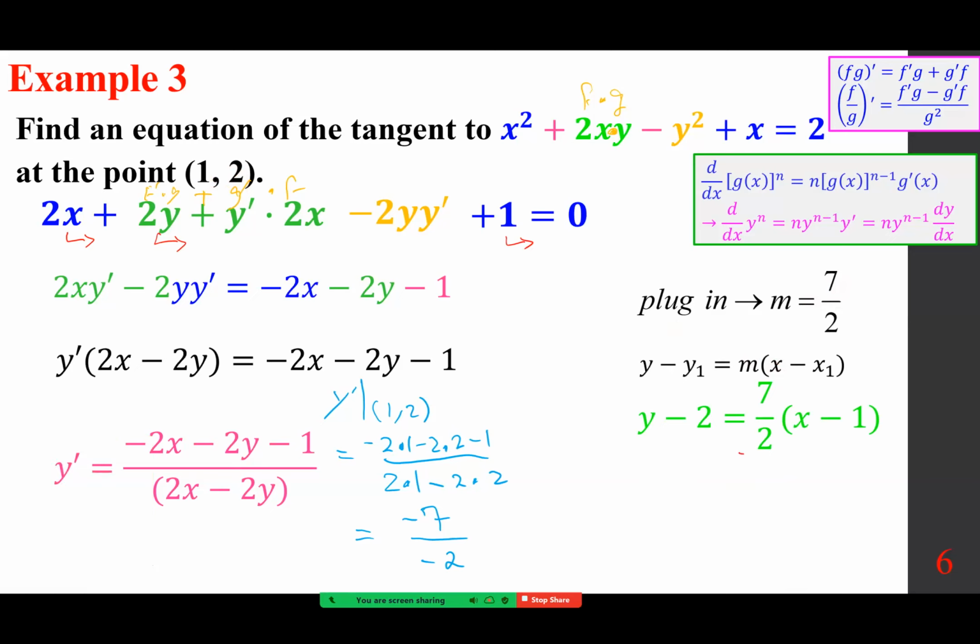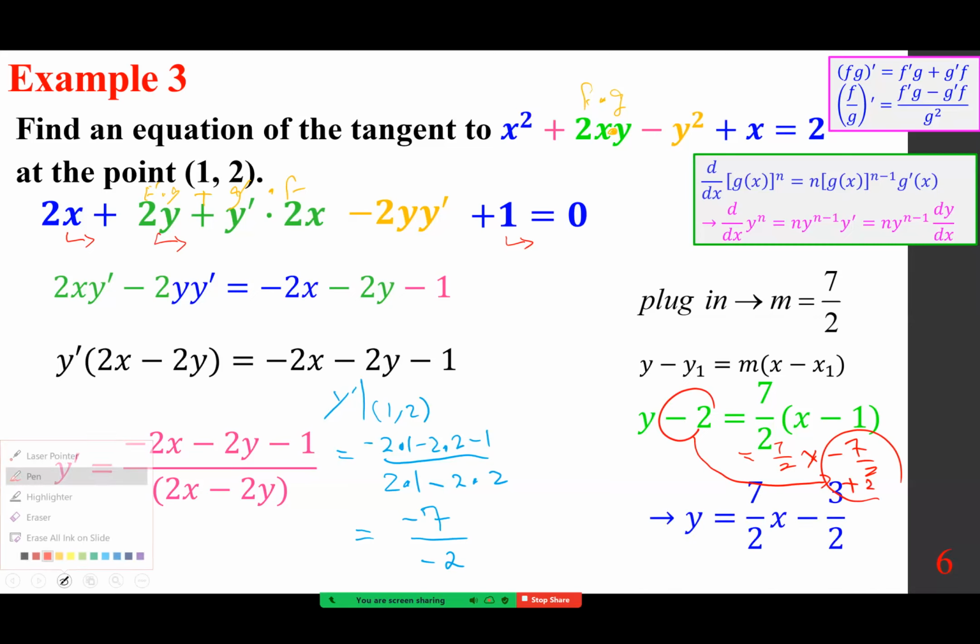So the right side is 7 halves x minus 7 halves. If I move the negative 2 and make it positive 2, or 4 halves, then we have y equals 7 halves x minus 3 halves as the equation of the tangent line. By the way, the point belongs to the graph of the original curve as well as the tangent line.